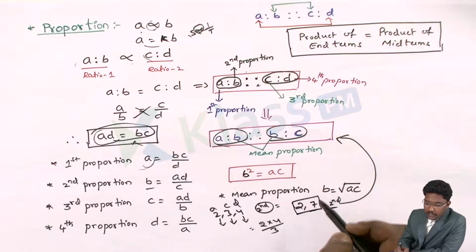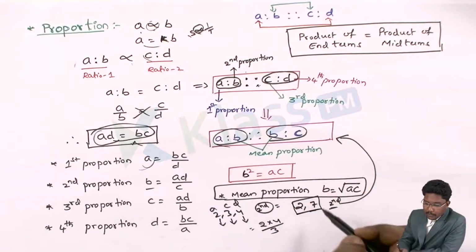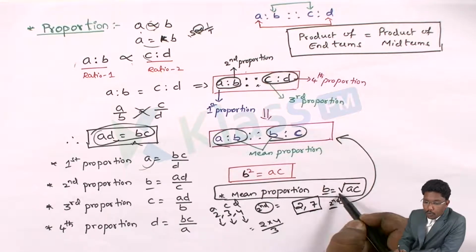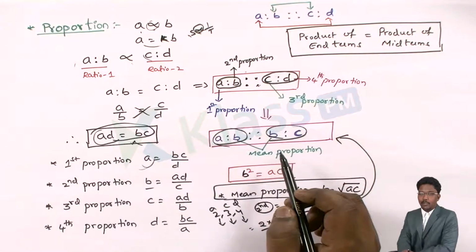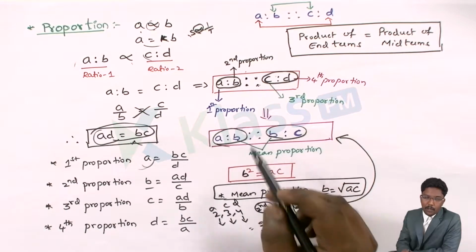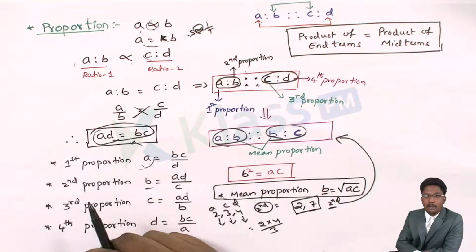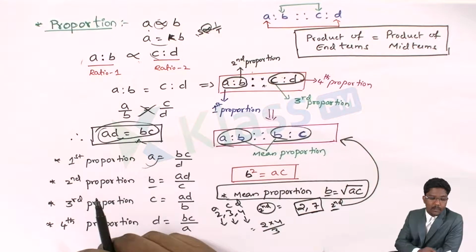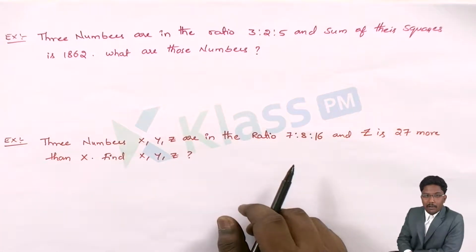If they ask you to find the second proportion or mean proportion, then you do it like this: B equals root of AC. When the second and third proportions are equal, this is called the mean proportion. These are the basic concepts of ratio and proportion. Let us move to the problems. Please note them down and practice them by changing the different values.